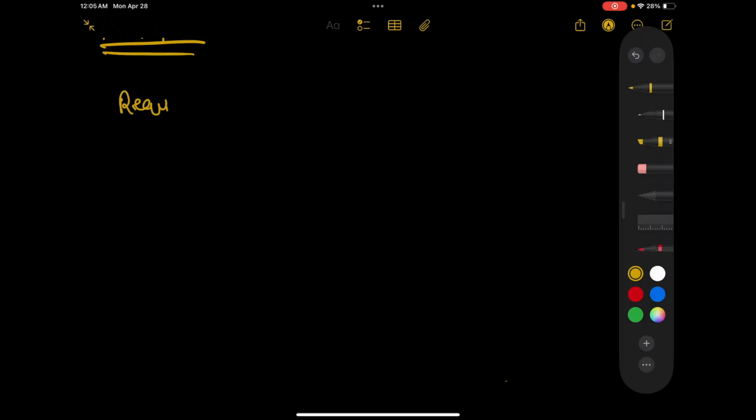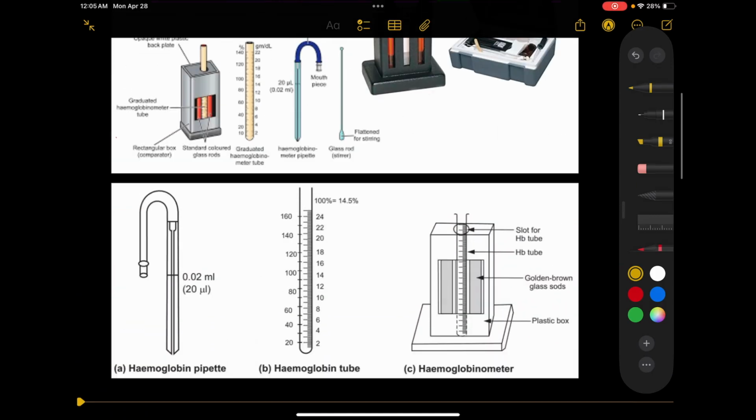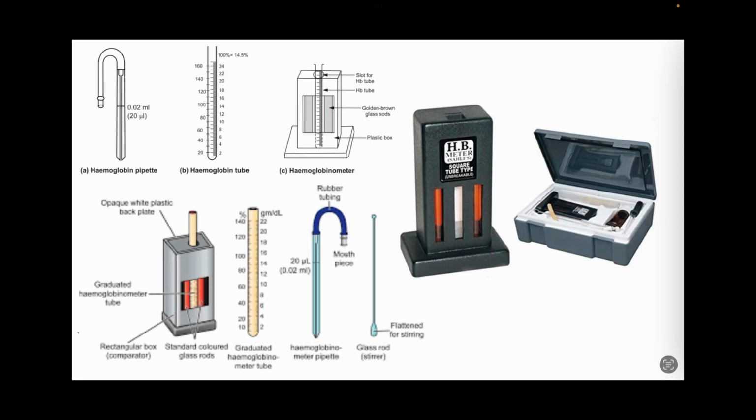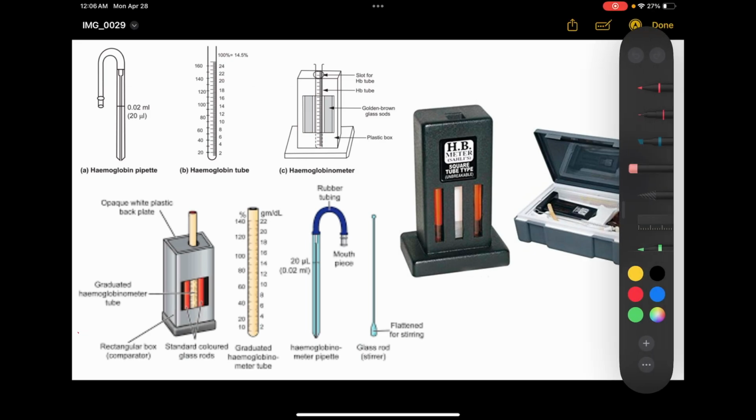We have discussed the principle already. Now we're going to discuss the requirements, or the equipment. This is your hemoglobin tube. This is your Sahli acid hemoglobinometer. This entire apparatus consists of a lot of equipment. First of all, this is your comparator.